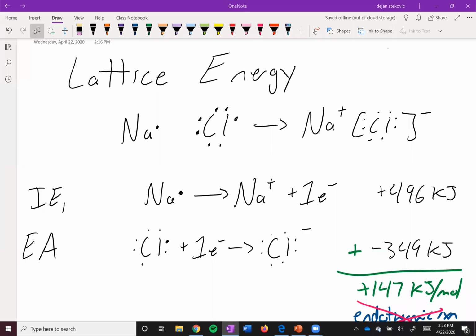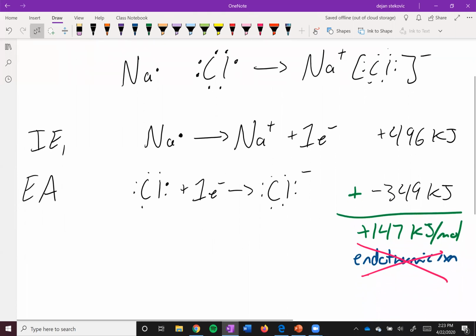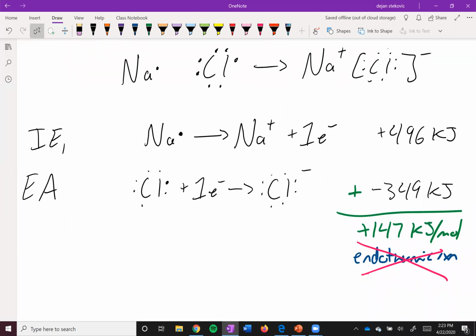All right, so last time we saw that this reaction is not endothermic, but it is in fact exothermic for sure. And so we have to think about why this discrepancy is occurring. If we think about our measurements here, what we're talking about is taking away an electron, adding an electron.